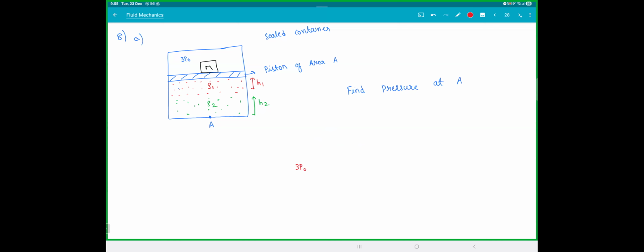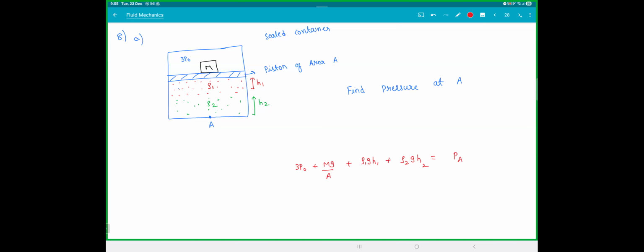First thing, see, the gas pressure is 3p0. Then the mg is acting on the piston. How much pressure is that creating? Mg by area. Then the red liquid is giving pressure rho 1 g h1. Then the green liquid is giving pressure rho 2 g h2. Where is all this going? At point A. Make sense? You can just keep adding one after another. Are you getting it? It's a scalar quantity.